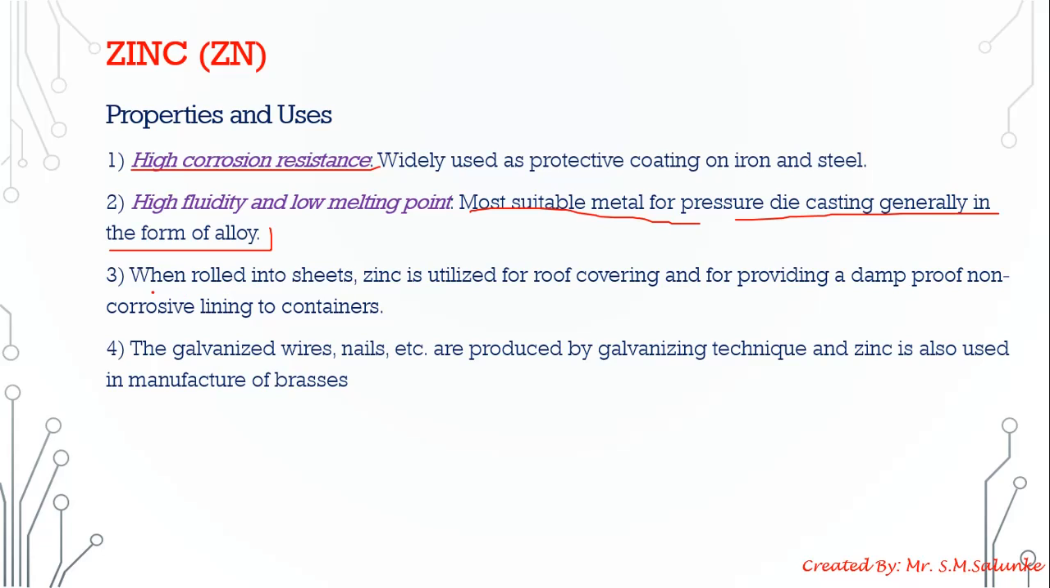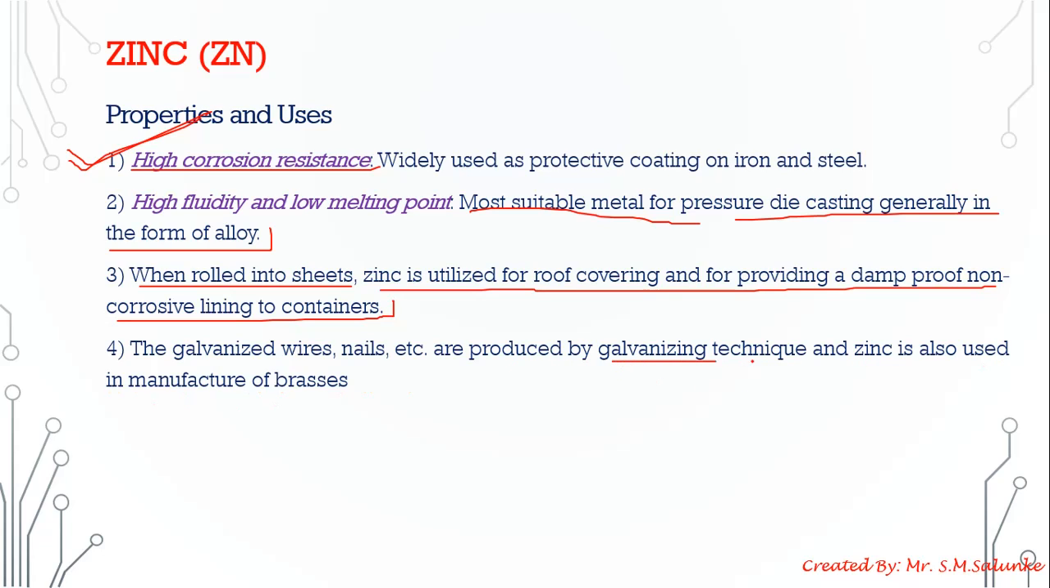Next, zinc has high malleability when rolled into sheets. Zinc is utilized for roof covering and for providing damp proof, non-corrosive lining to containers. In most containers, zinc is used as a non-corrosive lining because of its high corrosion resistance. Next, galvanized wire, nails, etc. are produced by the galvanizing technique, and zinc is used in the manufacturing of brasses.